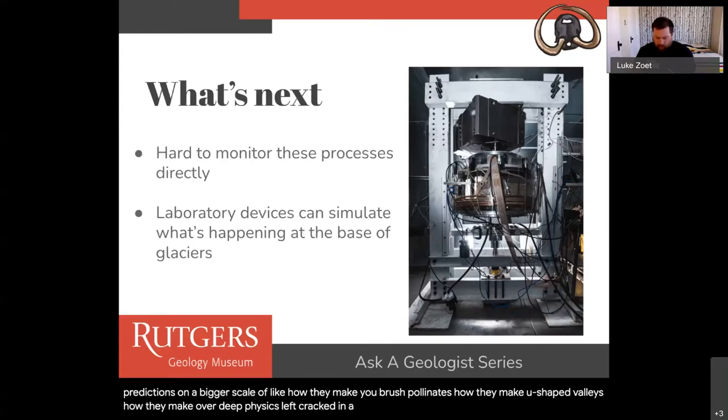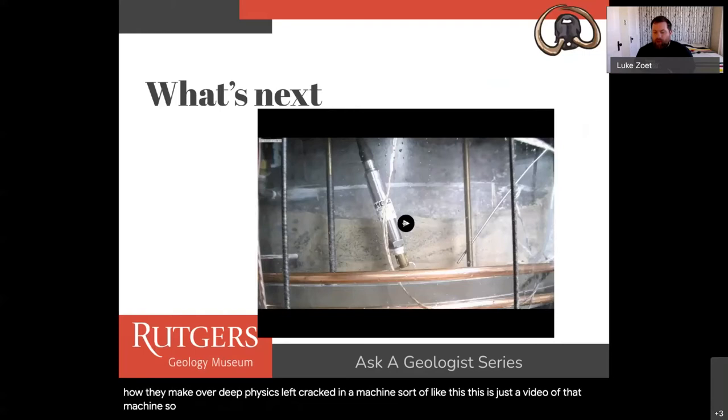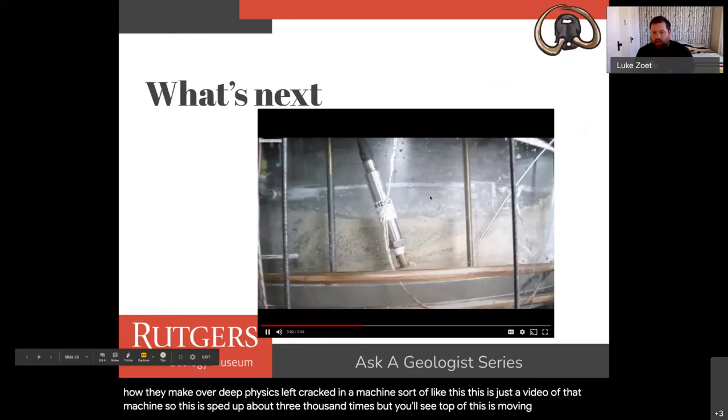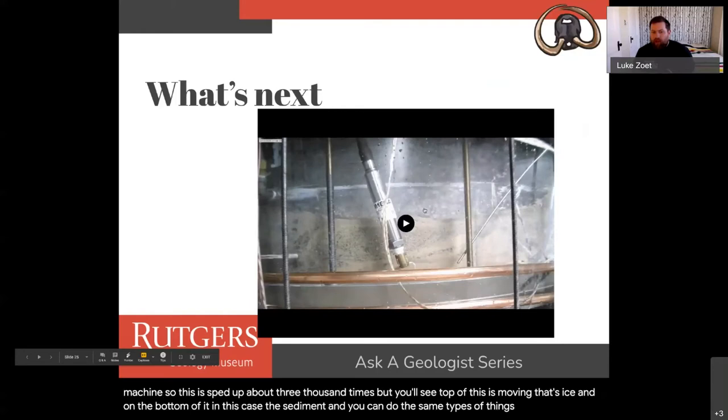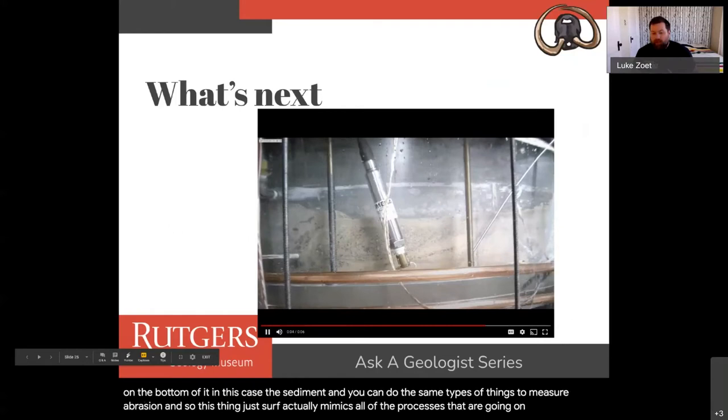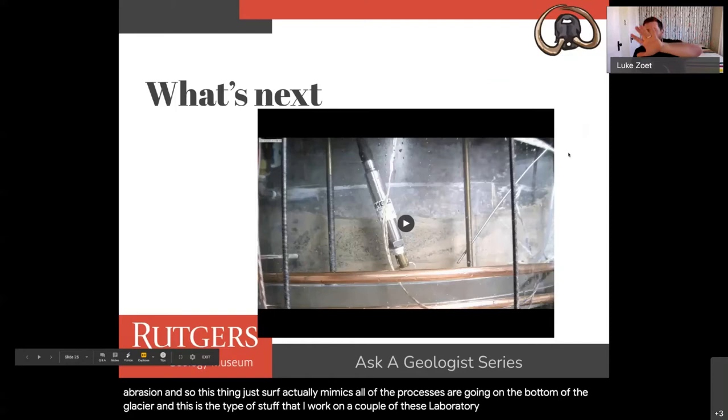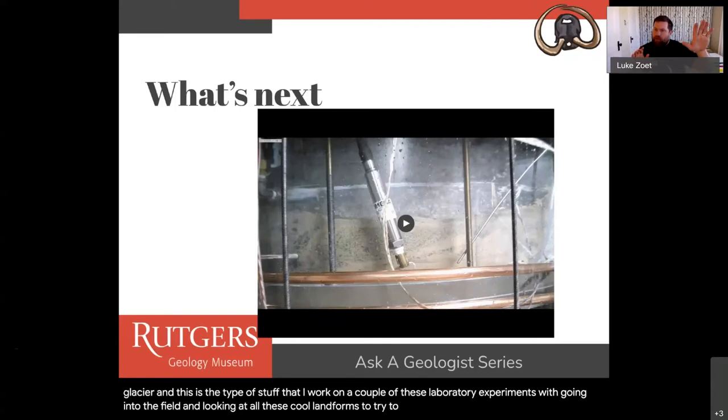This is just a video of that machine. It's sped up about 3,000 times, but you'll see the top of this is moving. That's ice, and on the bottom, in this case, is sediment. And you can do the same types of things to measure abrasion. So this actually mimics all of the processes that are going on at the bottom of the glacier. And this is the type of stuff that I work on, coupling these laboratory experiments with going into the field and looking at all these cool landforms to try to figure out the physics and the math, and put the two together.